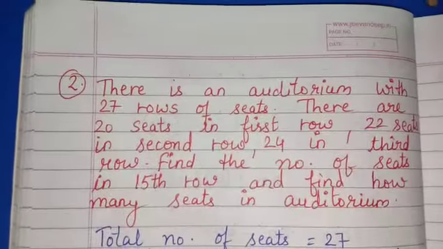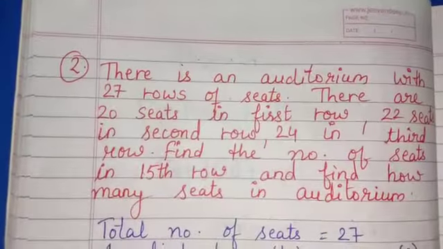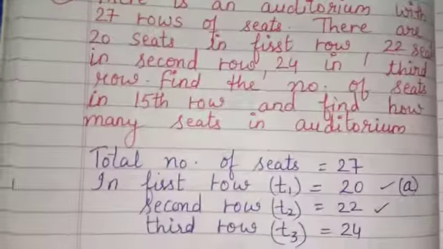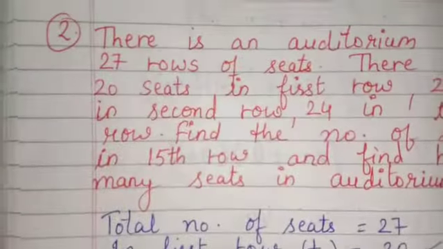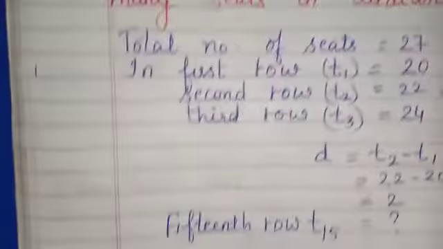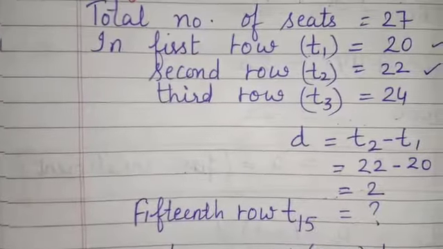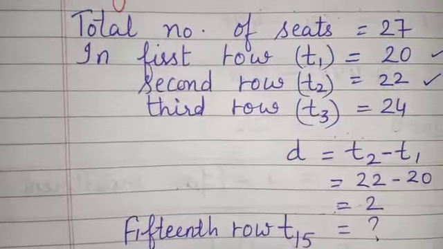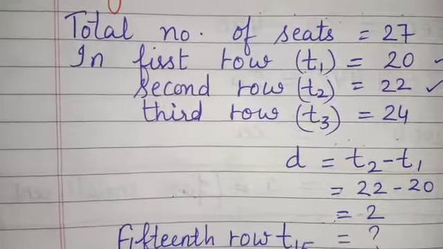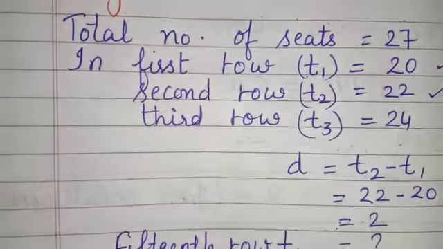So the question is already given, 27 rows total. So the number of rows, the total number of rows, is 27, right? The first row T1 is equal to 20, the second row is 22 and the third row is 24. So the common difference will be 2, that is 22 minus 20.